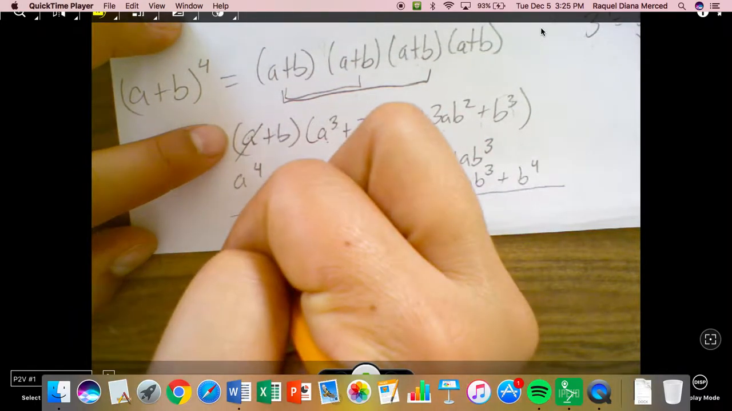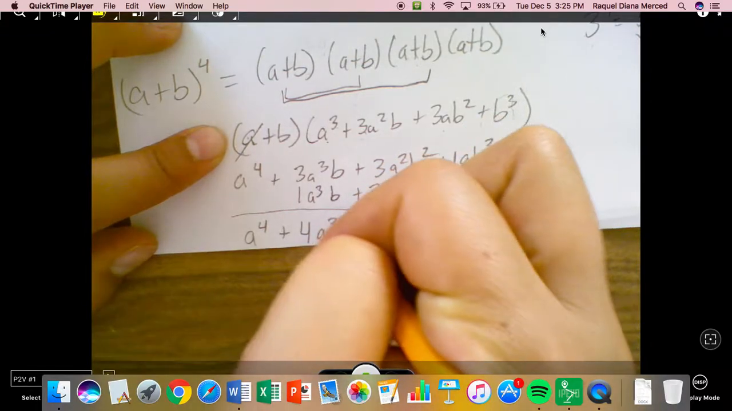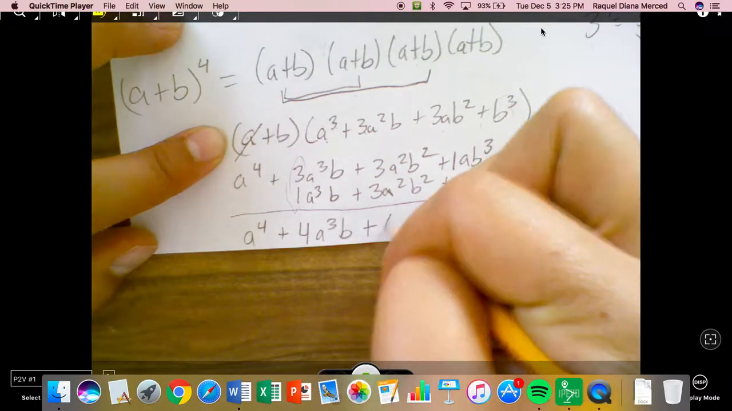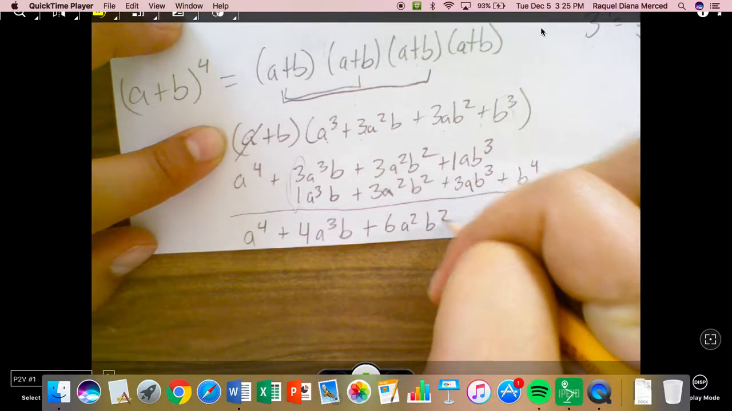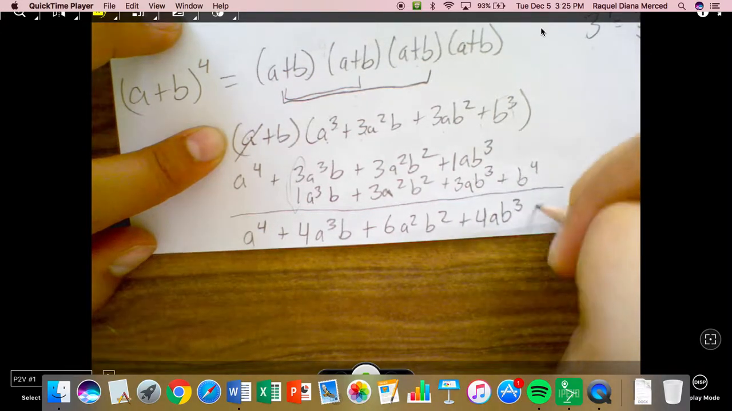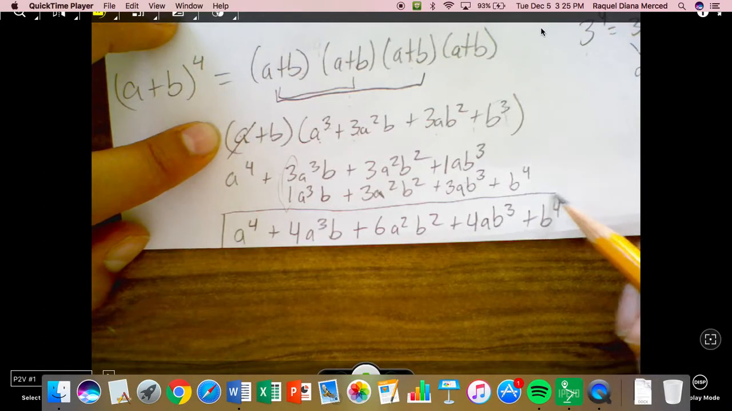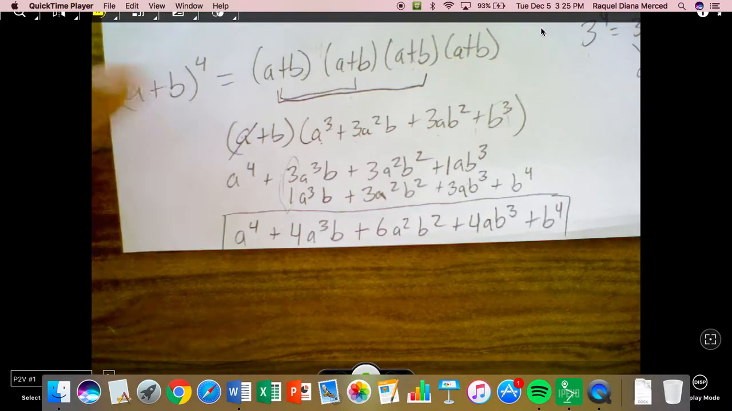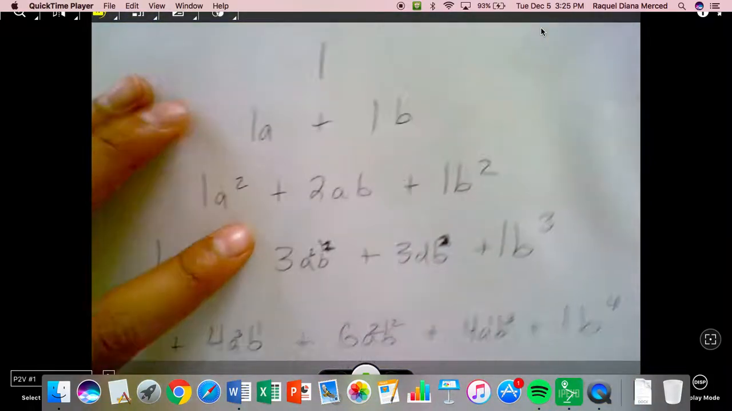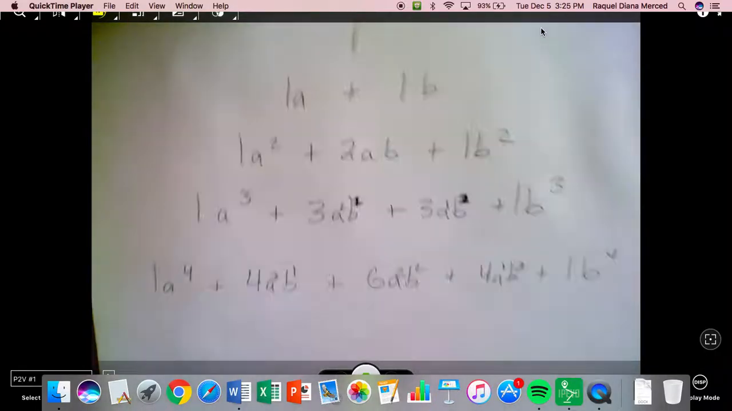Add like terms: a to the fourth plus 4a to the third b. I'm only adding the coefficients. That's the only thing that's changing. Plus 6a squared b squared plus 4ab to the third plus b to the fourth. And that is the final answer for the expansion of a plus b to the fourth. So I rewrote it here. This is the final answer.